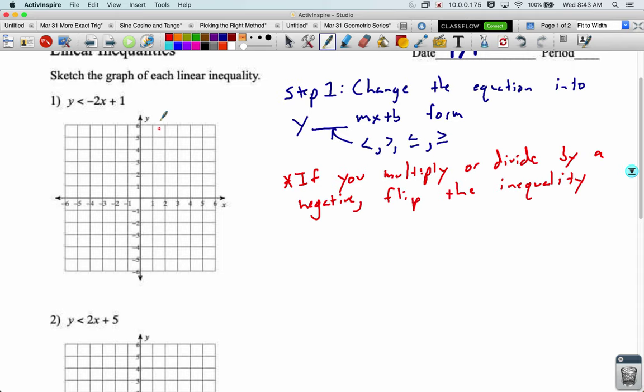All right, step two. So we don't need to do step one. Question number one is already in mx plus b form. I can clearly see what the slope and the y-intercept are. So step two is place a point at your y-intercept. So let's look at problem number one. The y-intercept is a 1, so I'm going to put a point right there on the 1. And that's all for step two.